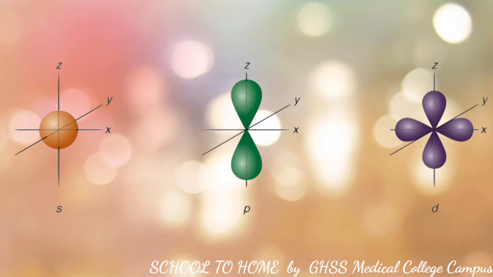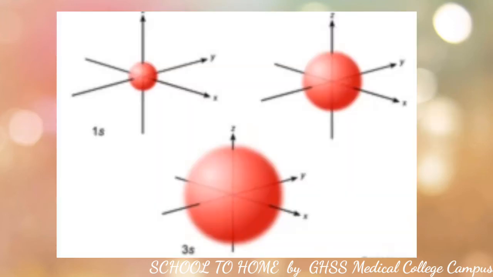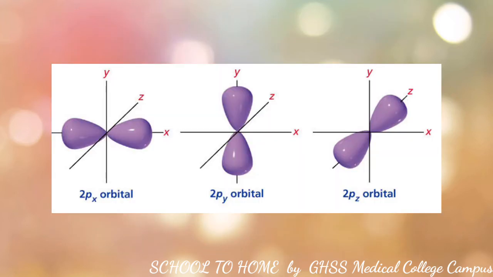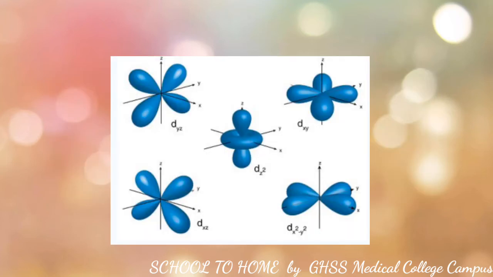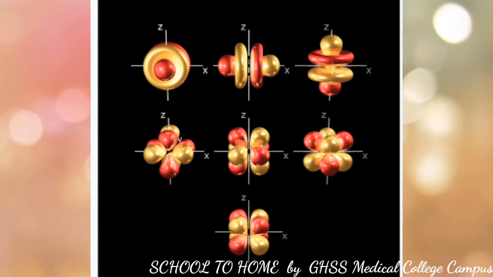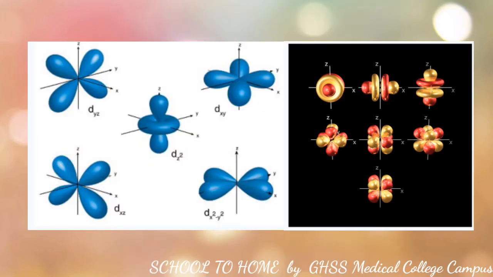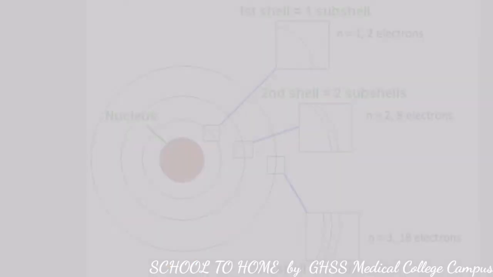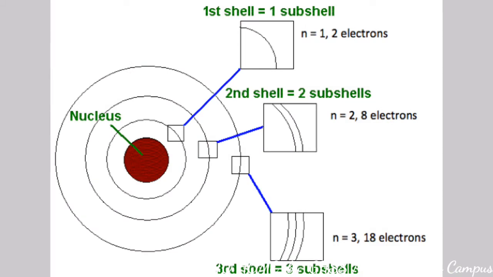The maximum number of electrons that can be accommodated in an orbital is 2. The S subshell has only one orbital with a spherical shape. The P subshell has 3 orbitals which are dumbbell shaped. The D subshell has 5 orbitals and the F subshell has 7 orbitals. The shapes of D and F subshells are more complex. Now coming back to the relationship between shell and subshell.